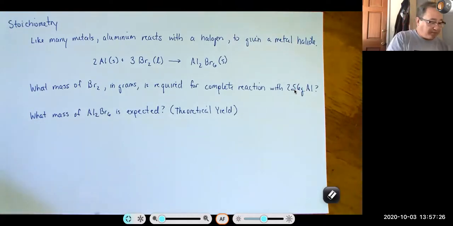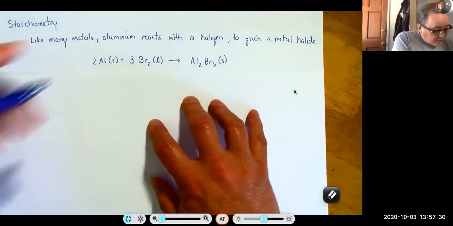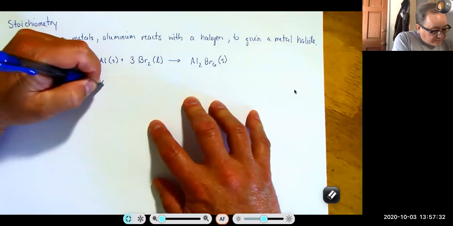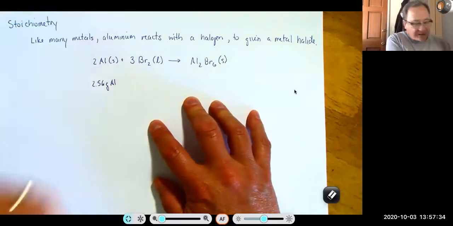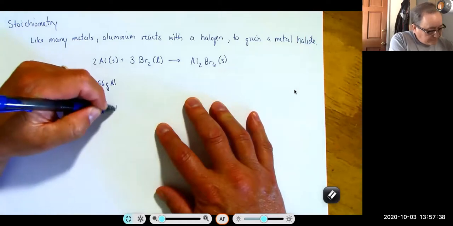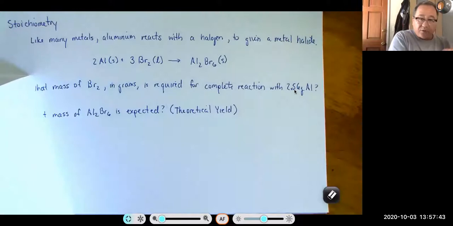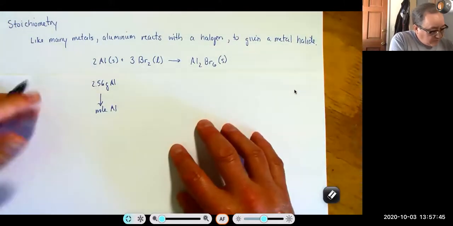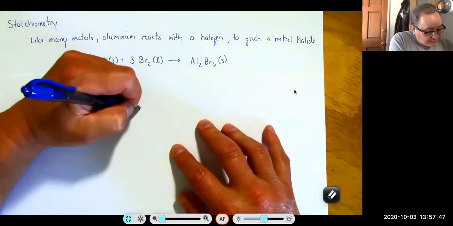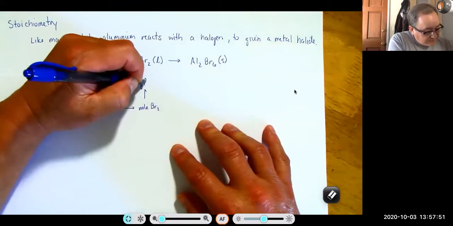So we're asked, what mass of Br2 in grams is required for the complete reaction of 2.56 grams of aluminum? So I'm going to start with my 2.56 grams of aluminum. I'm going to make the box this time. Turn that into moles of aluminum. And we're asked what mass of Br2 in grams, so we're going to turn that into moles of Br2 and turn that into grams of Br2.